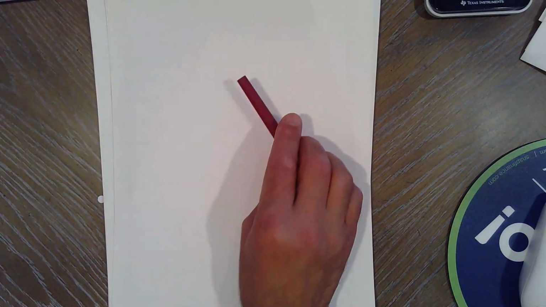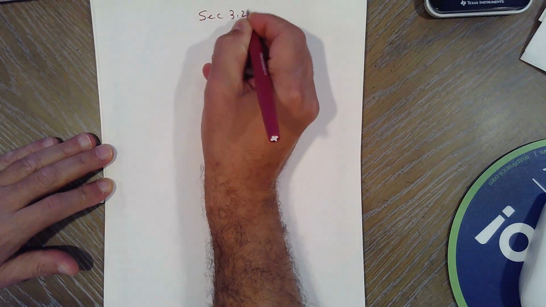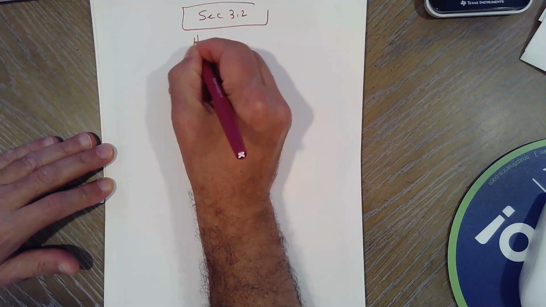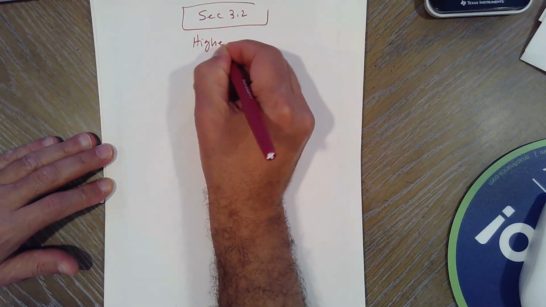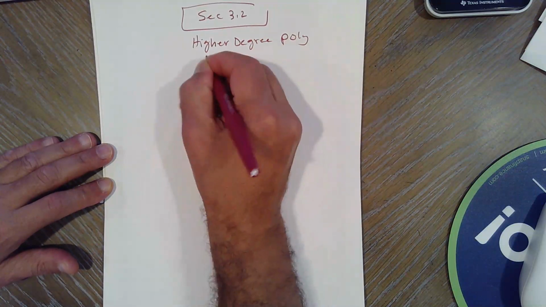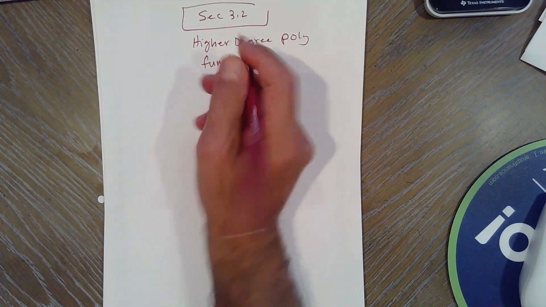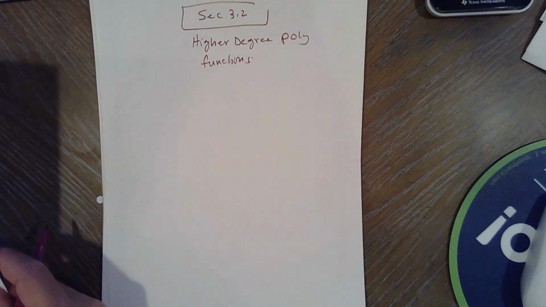Alright, so now after going over 3.1, which was quadratic functions, we're going to talk about higher degree polynomial functions.